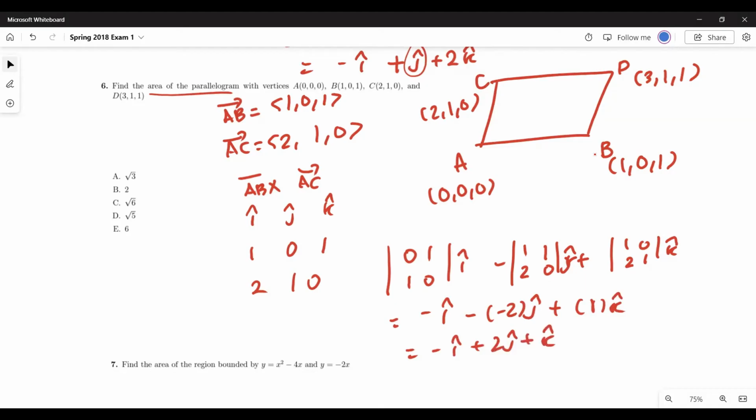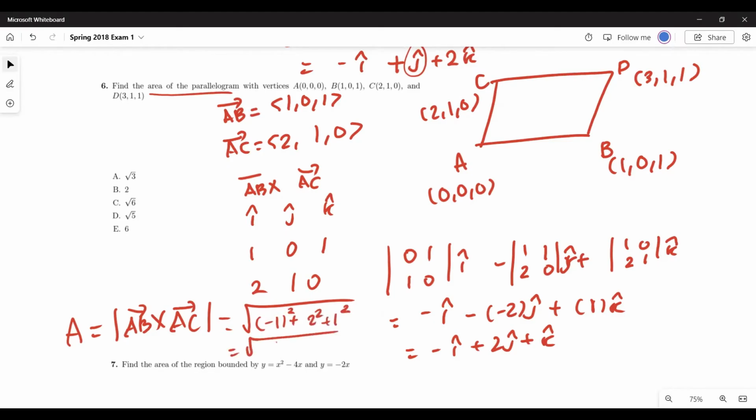And when you want to find the area of the parallelogram, you're finding the absolute value. So A equals the magnitude of the cross product of vectors AB and AC. So this is just the square root of the squared values of each component. So this becomes negative 1 squared plus 2 squared plus 1 squared. So this just becomes the square root of 6. So the answer for this question is C.